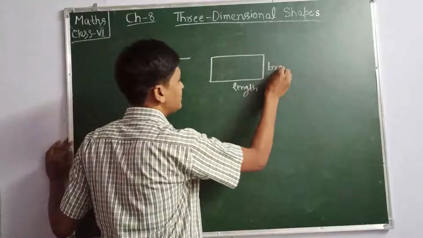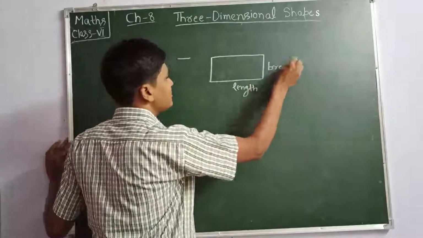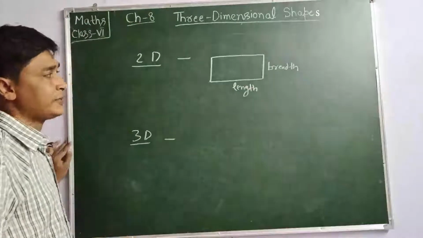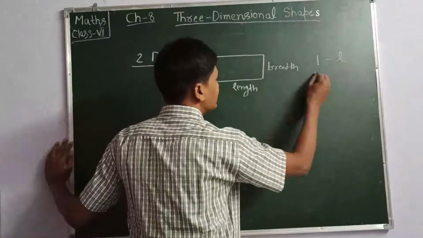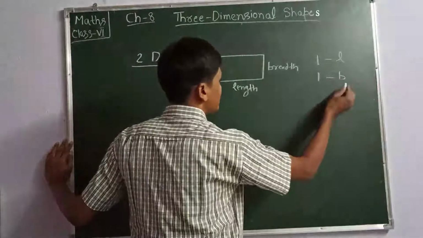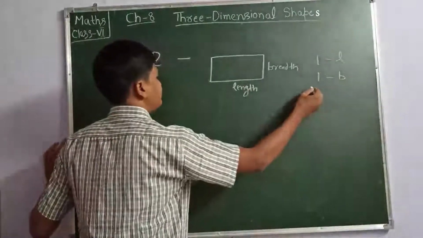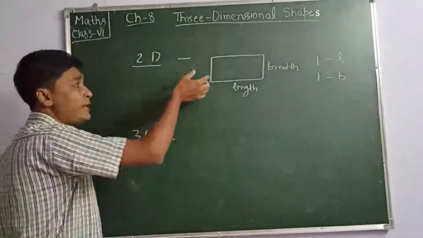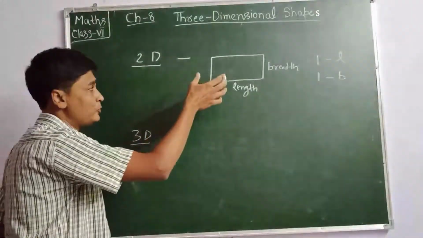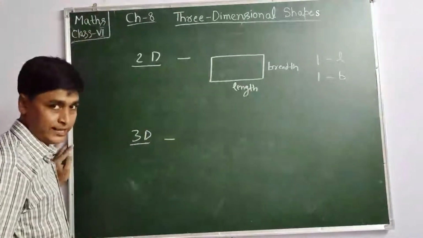Length, breadth. Okay. So here are 2 dimensions. One length and one breadth. So this is 2-dimension. But when you give one more dimension to any 2D shape, it will become a 3-dimension.